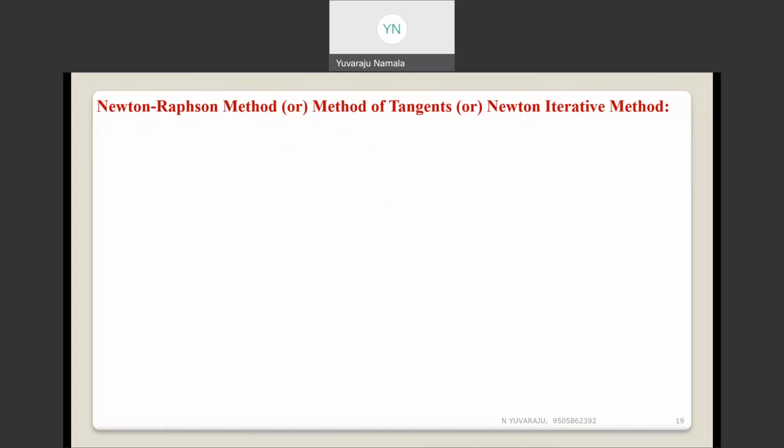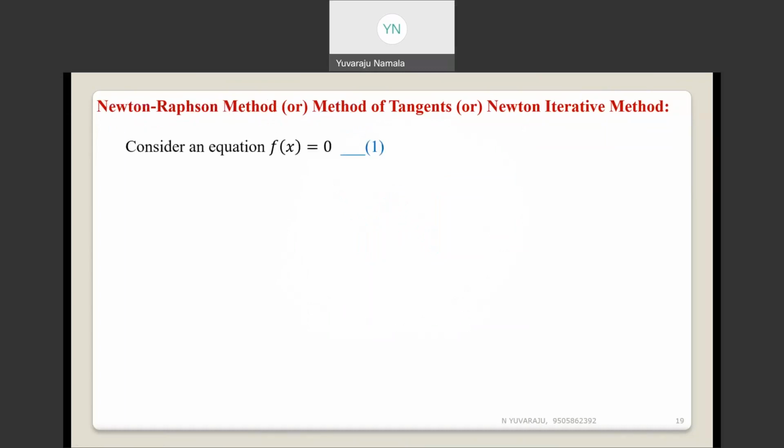Today our topic is the Newton-Raphson method, or method of tangents, or Newton iterative method. It is used for finding the numerical solution of algebraic or transcendental equations. So what is the procedure in this method? First of all, see here.